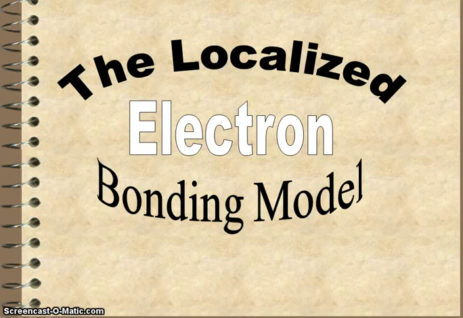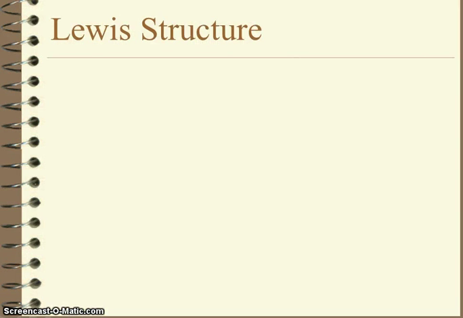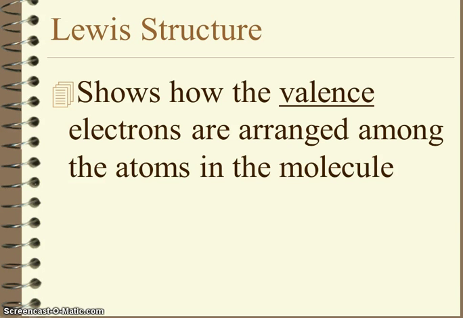The localized electron bonding model. We're going to be drawing what are called Lewis structures. And Lewis structures show the number of valence electrons and how they're arranged around an atom in a molecule. Now remember that valence electrons are the electrons in the outermost energy level.